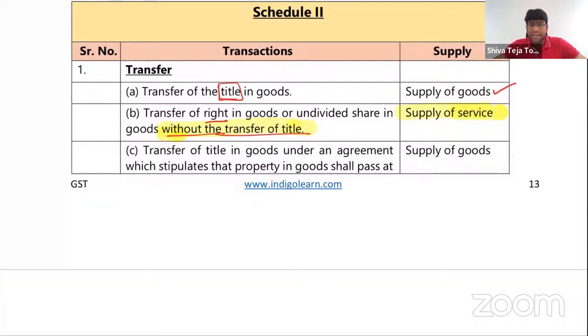This point you have to please keep in mind. We call a transaction supply of goods only if there is a transfer of title. But if there is a transfer of right without transfer of title, then we call it supply of service, my dear friends. Are we clear with this concept, everybody? Wonderful. Let's proceed. Next.